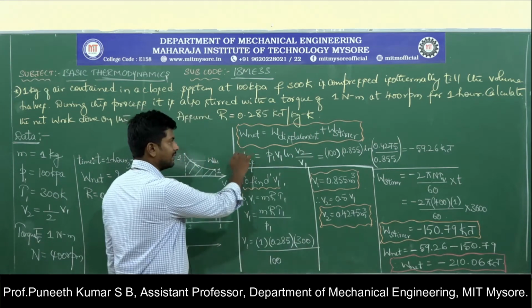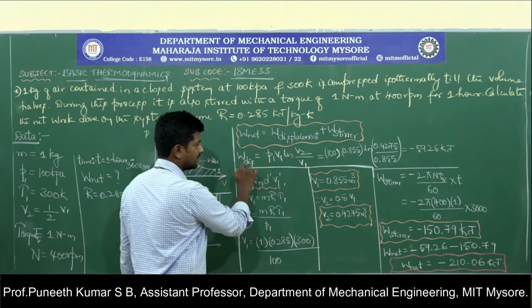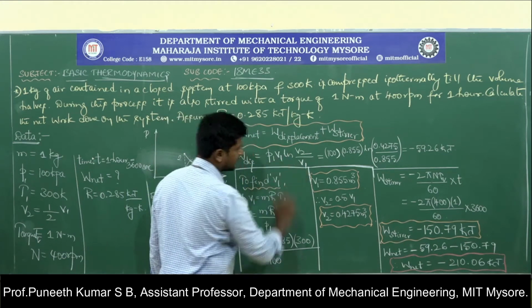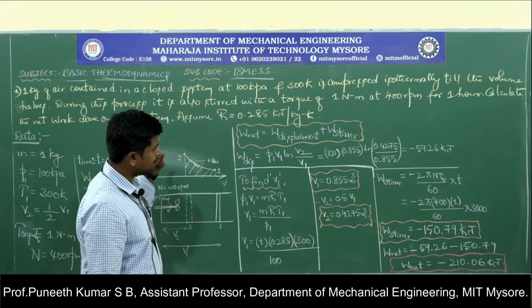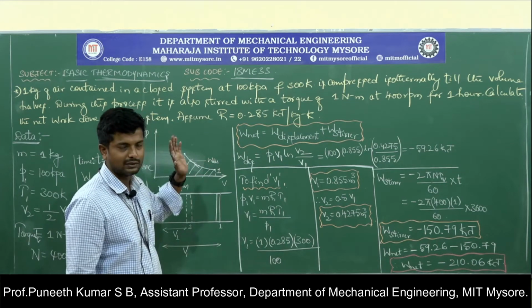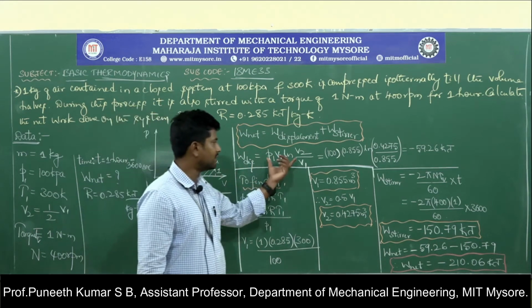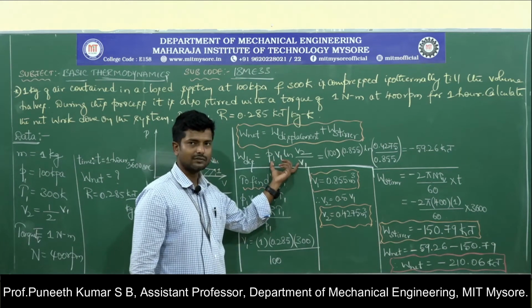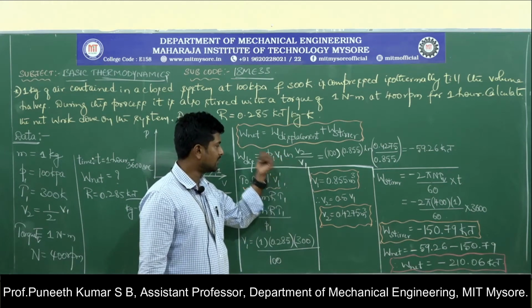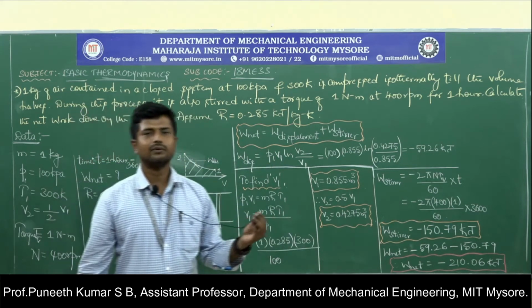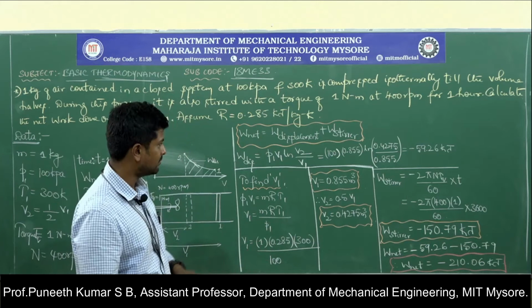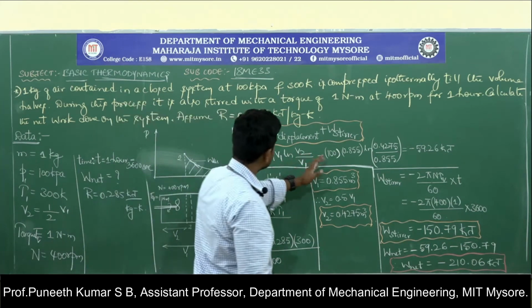So here for the work displacement, we have taken this formula. The reason is the compression is happening isothermally. That is the reason why we have taken this equation. The isothermal work transfer equation is P1 V1 ln of final volume by initial volume, that is V2 by V1.